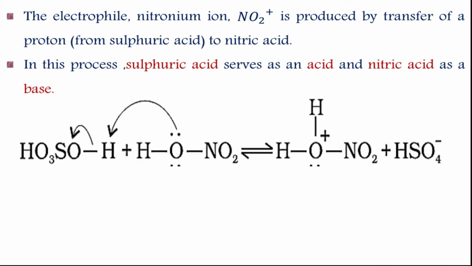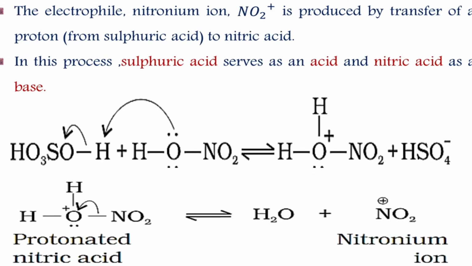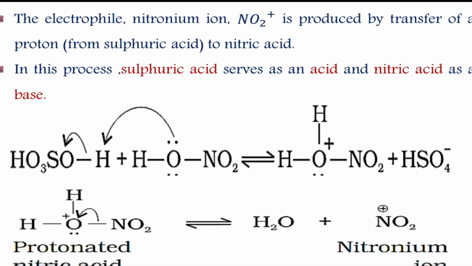In this process, sulfuric acid serves as an acid and nitric acid as a base. So the protonated nitric acid later loses a water molecule and forms NO2+, that is our nitronium ion. The curly arrows show how the transfer of electrons takes place. So the nitronium ion is formed by the transfer of proton from sulfuric acid to nitric acid, and later the water molecule is removed and it forms a nitronium ion.